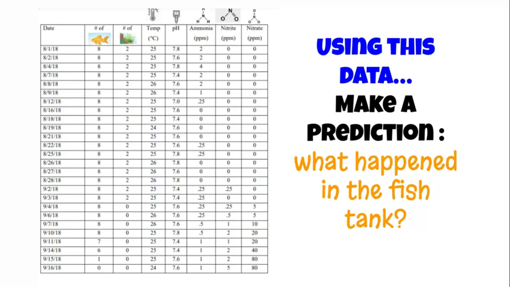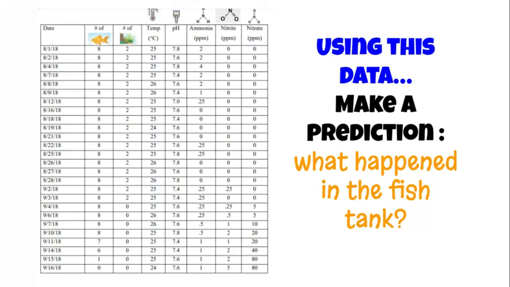And then they recorded these three different amounts of molecules that contain nitrogen. The first one is ammonia, which is NH3. The middle one is nitrite, which is NO2. And the last column represents nitrate, which is nitrogen with 3 oxygens. So what do you think happened in the fish tank based upon patterns and observations or inferences that you see in this data table?